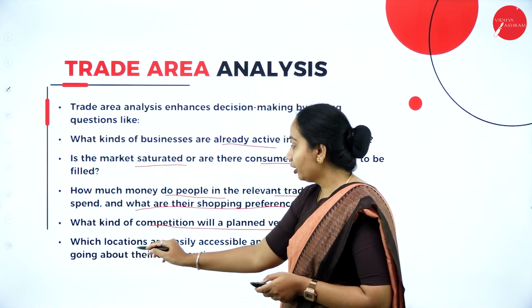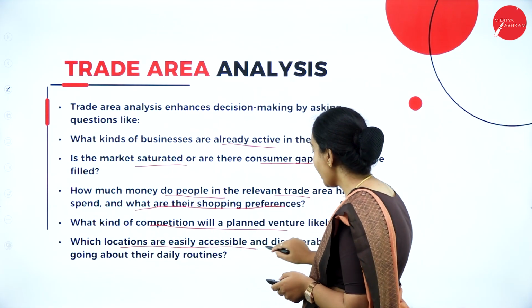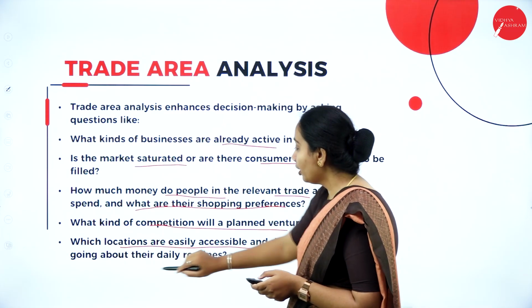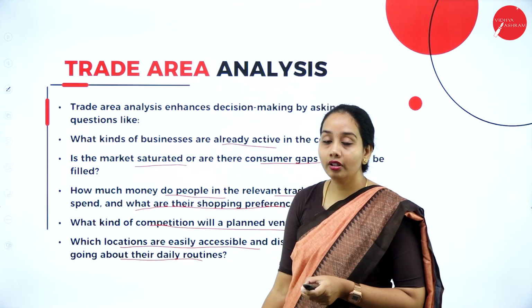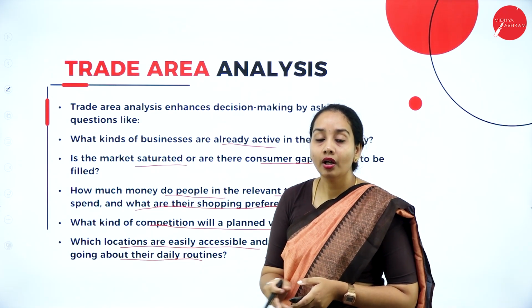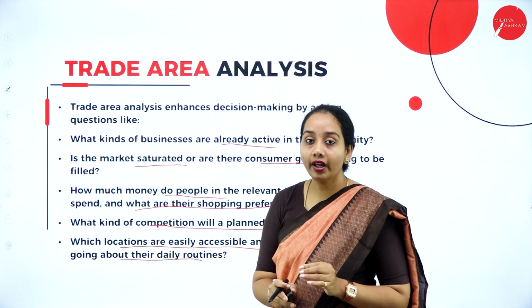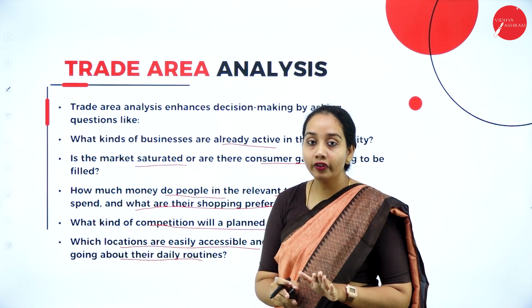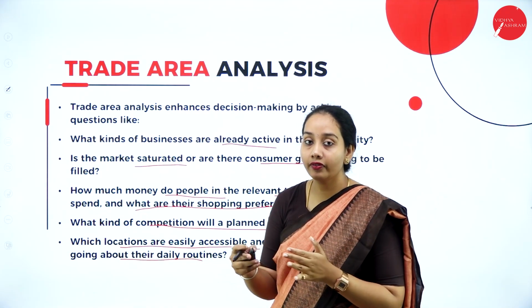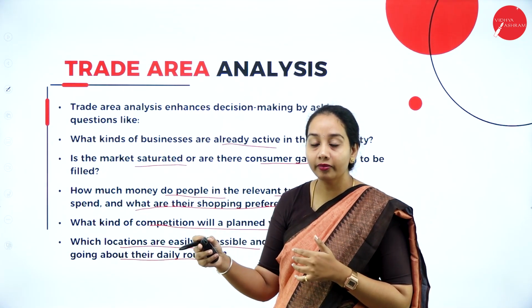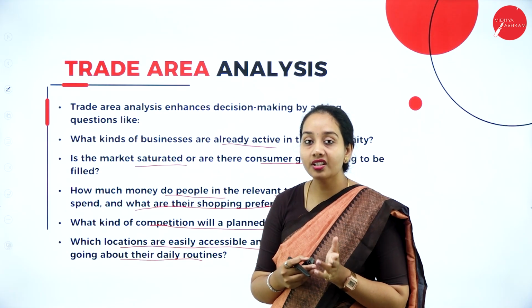Next question is about which locations are easily accessible and discoverable by people going about their daily routines. This is an important question that needs to be analyzed here, because you cannot start a retail location where people are in remote areas. You need to start a retail location where there is the highest traffic, where people are going through and from a particular location. So what is the daily commute?